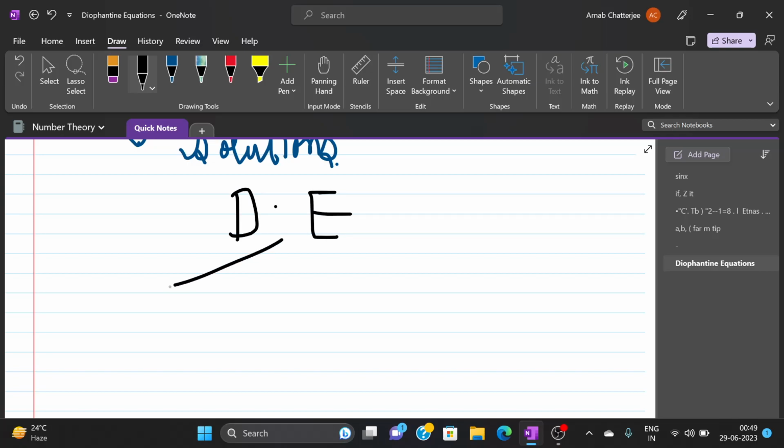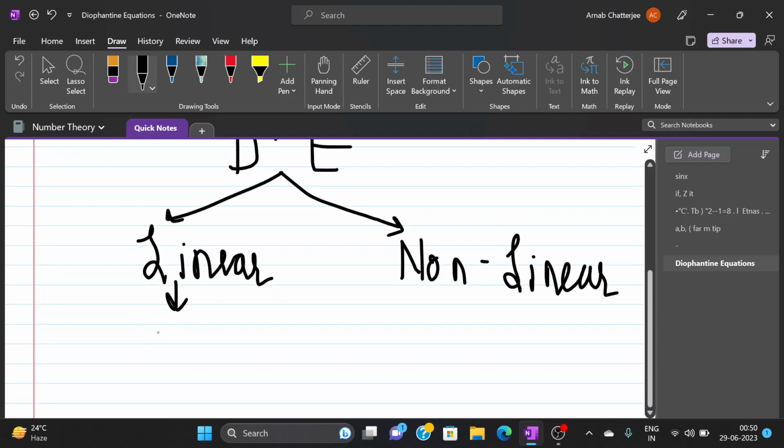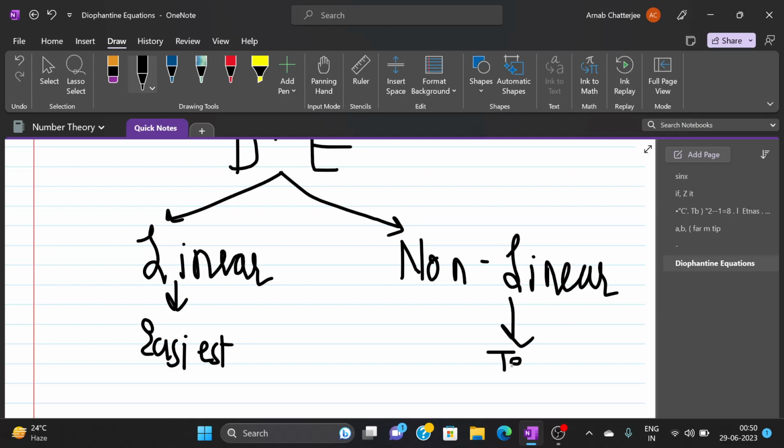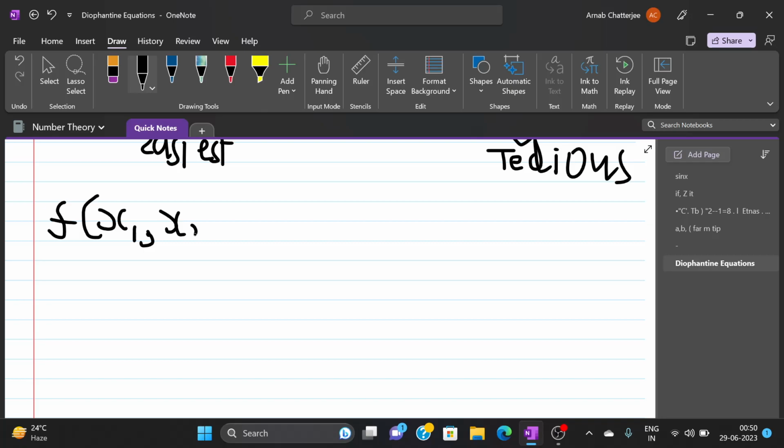So every Diophantine equation is either linear or a non-linear Diophantine equation. Solving linear ones is the easiest. These are the tedious ones. So any Diophantine equation looks something like this: F of h1, h2, up to hn equal to 0, where all these h1, h2, hn belong to integers.